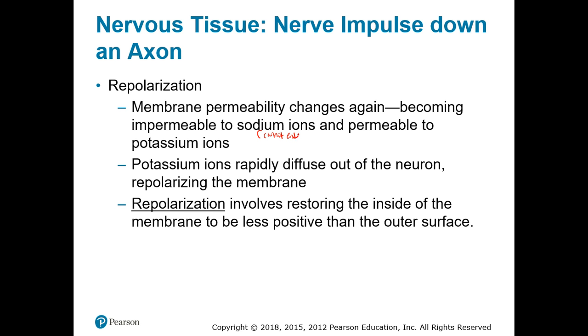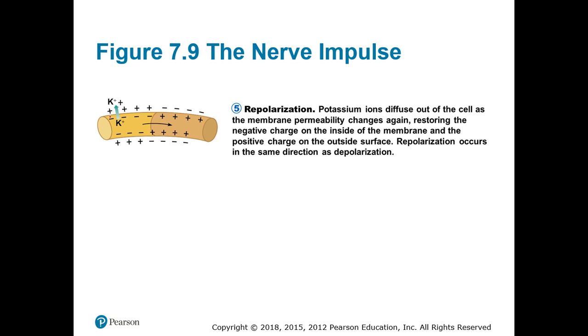They are blocked from entering. However, it has now become permeable to potassium. So now potassium can actually go through the membrane, and what they do is potassium leaves. Potassium diffuses out of the neuron, and this sets the membrane's charges back to normal. It repolarizes or restores the inside of the membrane to be less positive than the outside. So here is my repolarization. Notice that I get my positive back on the outside, my negative back on the inside because my potassium rushes out.